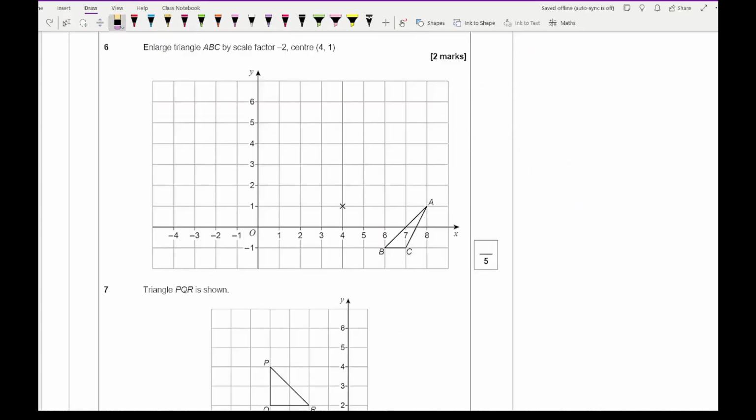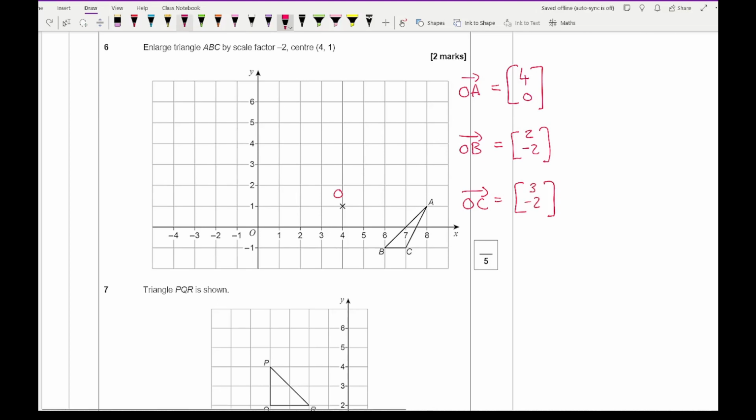Then moving on to question 6, it says enlarge triangle ABC by a scale factor of -2 from centre for 1. Now if I start by labelling my centre as O, then what I would want to do is just write down the column vectors of going from O to each of those particular points. So O to A is (4, 0). O to B is (2, -2). And then O to C is (3, -2).